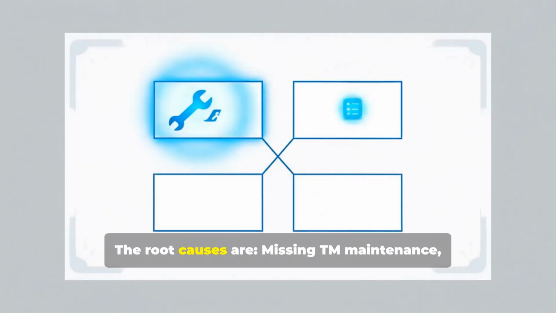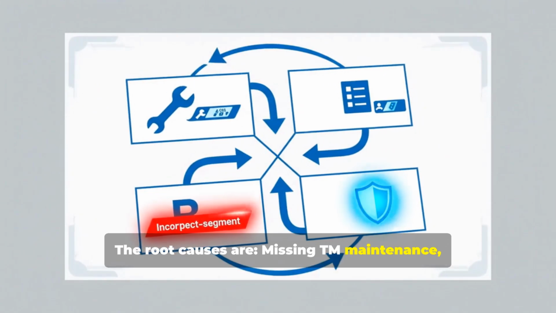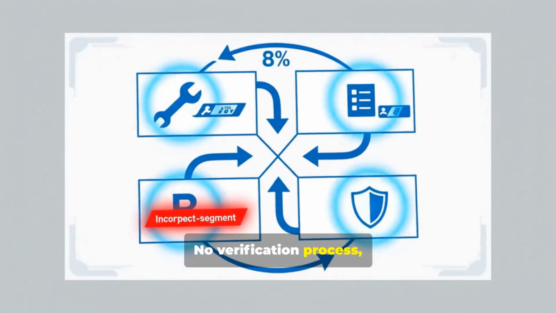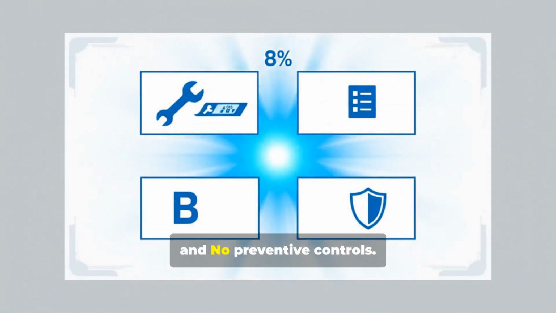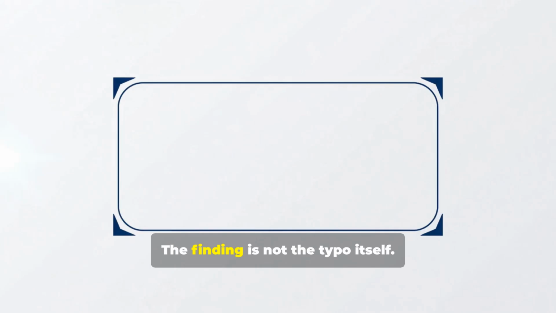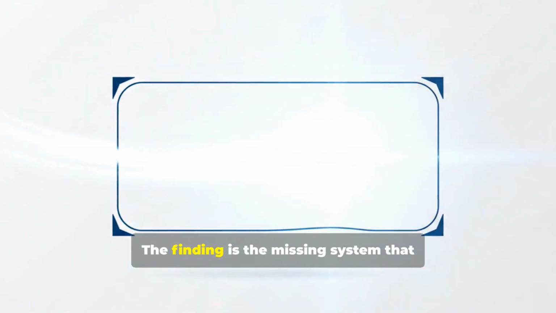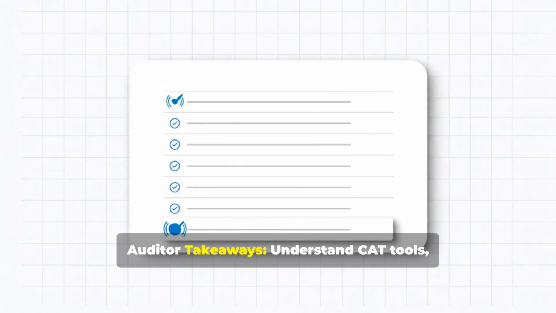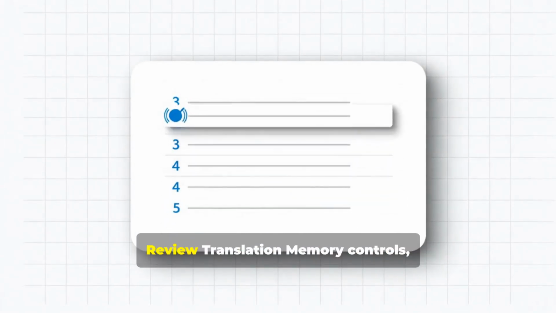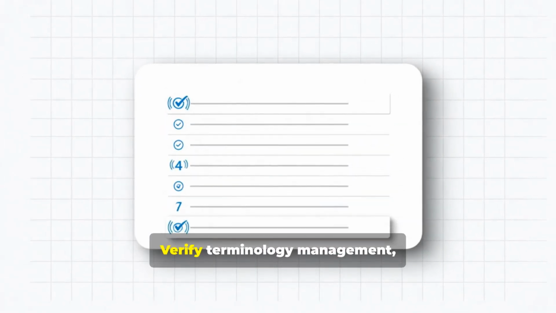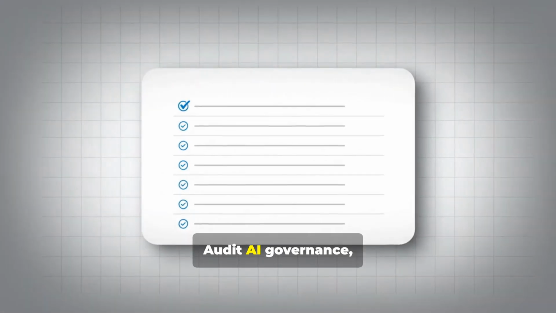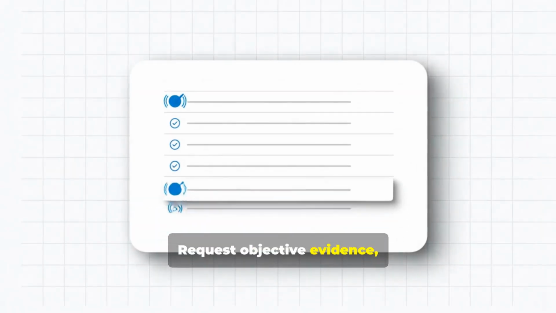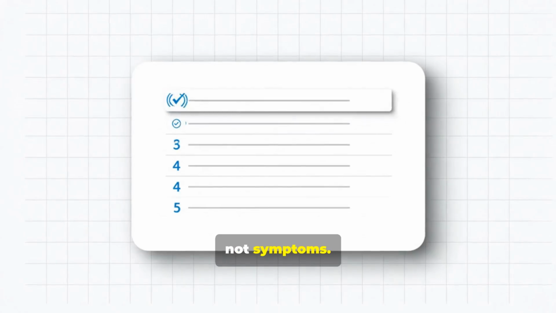The root causes are missing TM maintenance, no verification process, incorrect segment never removed, and no preventive controls. The finding is not the typo itself. The finding is the missing system that allowed the error to spread repeatedly. Auditor takeaways: understand CAT tools, review translation memory controls, verify terminology management, audit AI governance, request objective evidence, and focus on root causes, not symptoms.